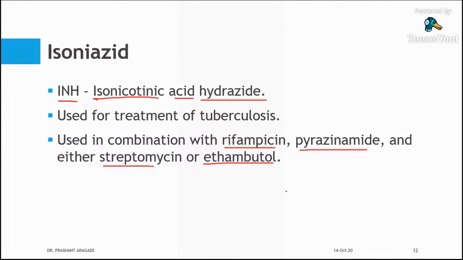So here is one question for you people. You have to find out the reason, because this reason is asked in your pharmacology. Why are the anti-tubercular drugs given in combination? Why are the anti-tubercular drugs given in combination?